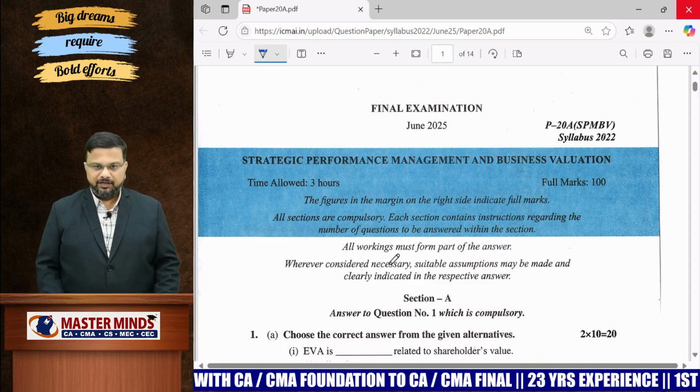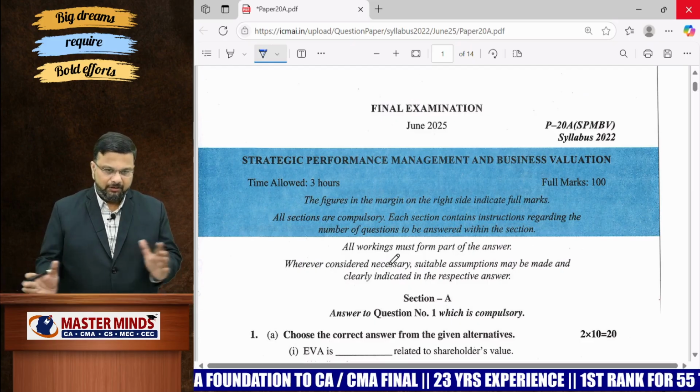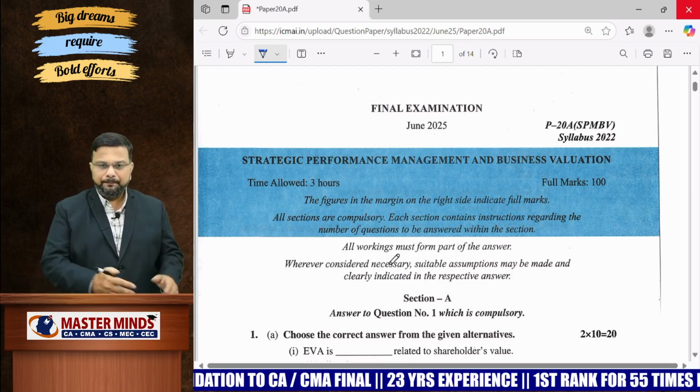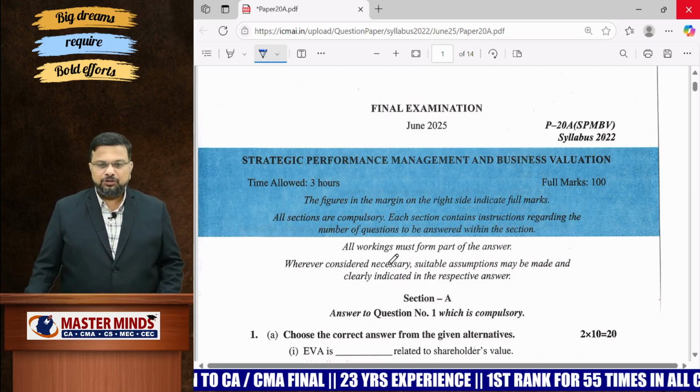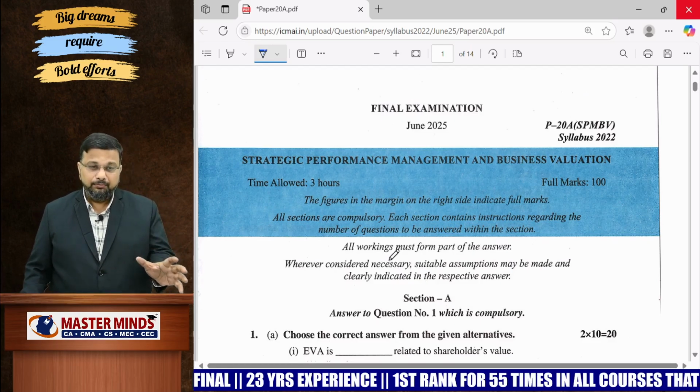So without wasting any further time, let me go through the question paper and give an opinion on it. I will be giving my opinion on the SPM part, okay. First let me go to Section A, that is nothing but MCQs. When it comes to MCQs, the majority of the MCQs will be from SPM, right?